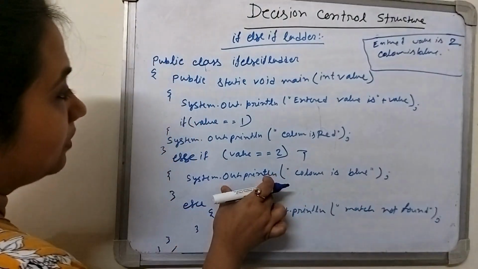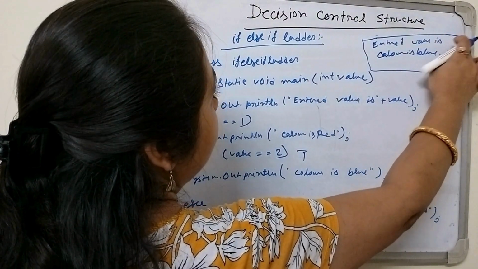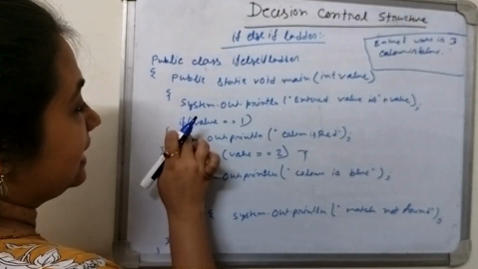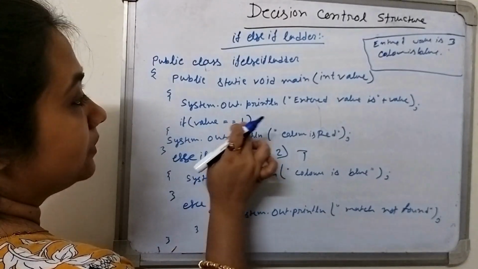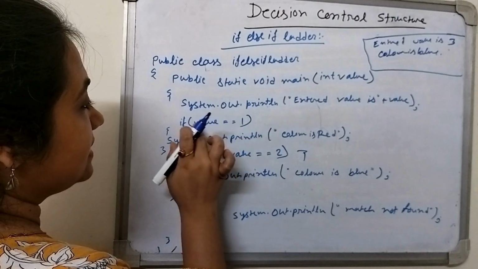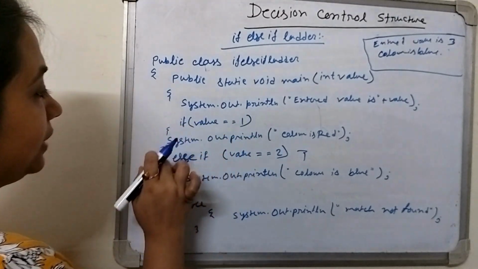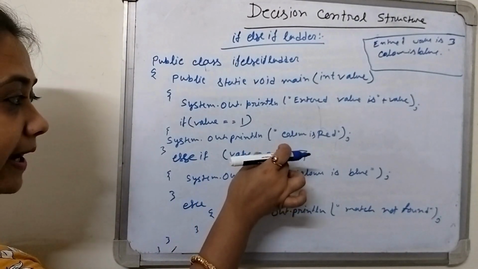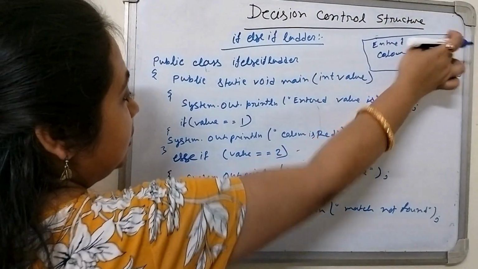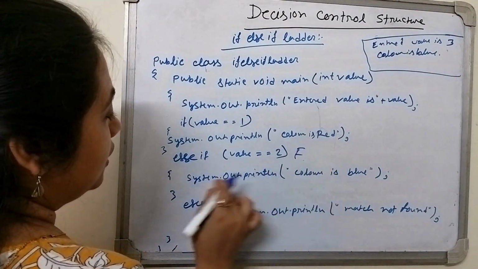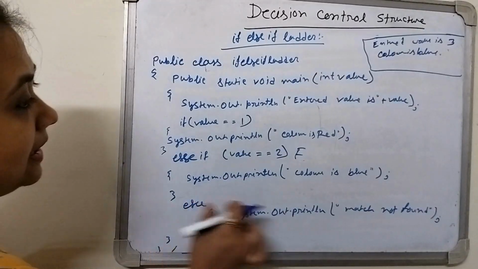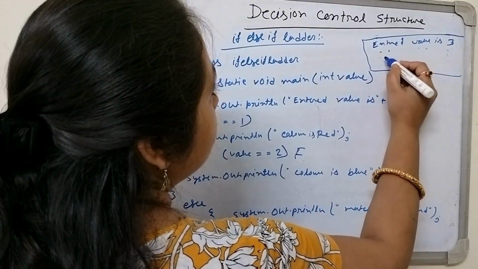Okay, now suppose we are giving here that the value is 3. At first it checks the first if condition, value equals 1? No, the result will be false, so it will go to the else if portion. It checks whether value equals 2. No, again false, because the value we put here is 3, so this portion will not be executed, so the else portion will be executed: match not found.